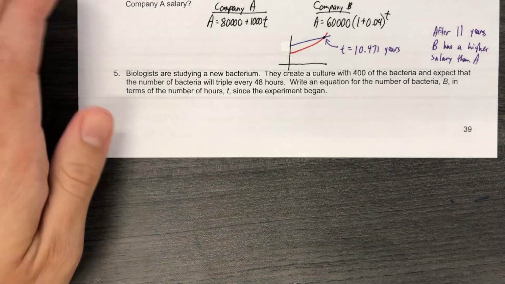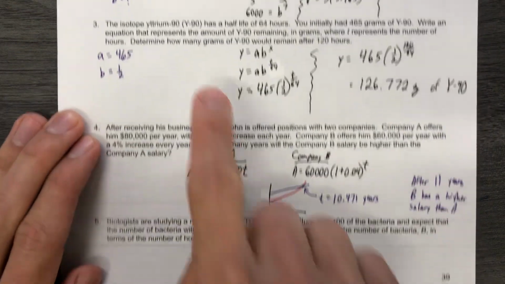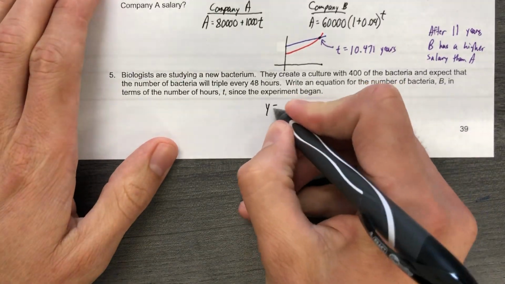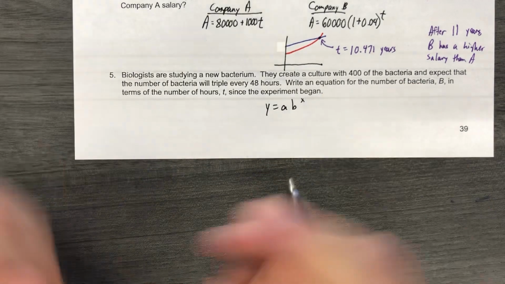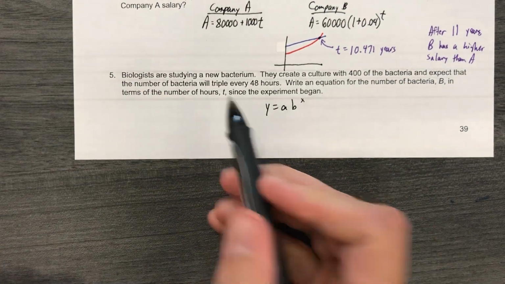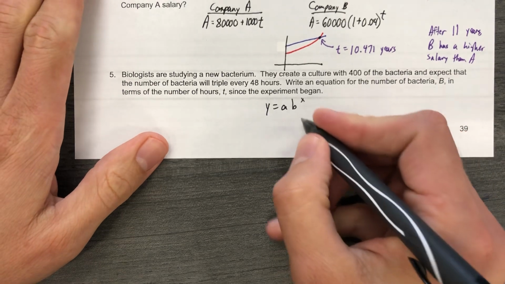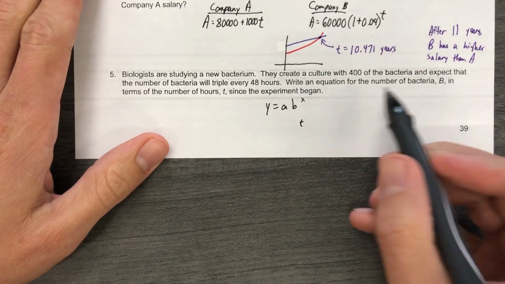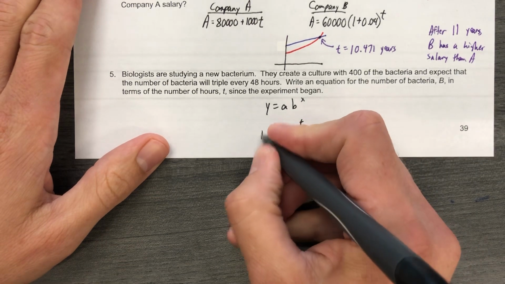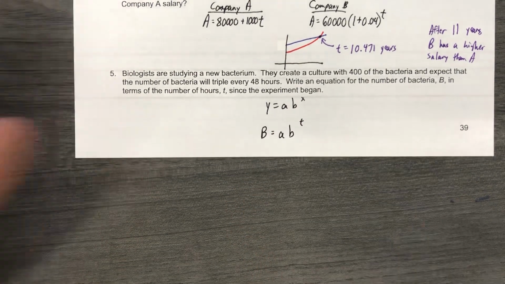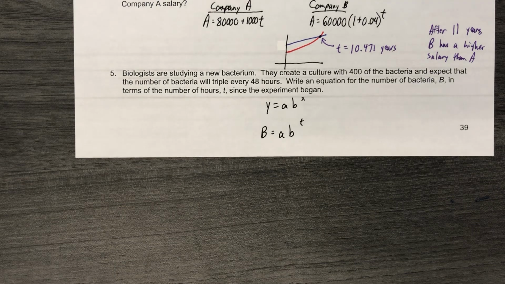This one's pretty straightforward. It's actually going to be a lot like the isotope, yttrium. So we are dealing with something that triples, so that is a growth factor. And we are dealing with number of hours in terms of T. So X is not X anymore, it is now T. And let's see, the equation for the number of bacteria, B equals a little b to the T. Okay, so we're going to figure this out.